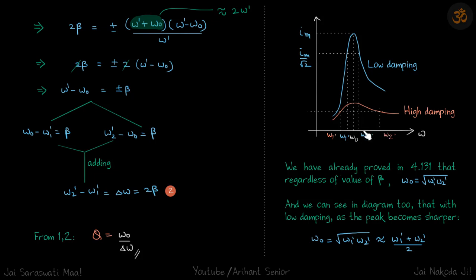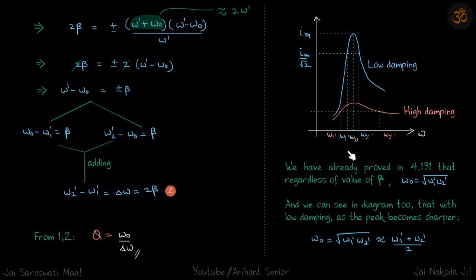Now just to compare, I have added another graph with high damping. Here you can see the peak will still be at the same level, let's say. But now you can see if I go for I m by root 2, at any level, this gap between omega 1 dash and omega naught is less than the gap between omega naught and omega 2 dash. But when the damping is low, these two gaps are equal.